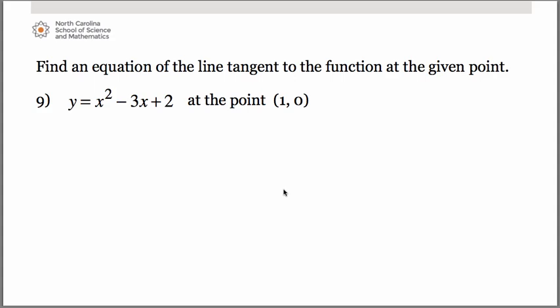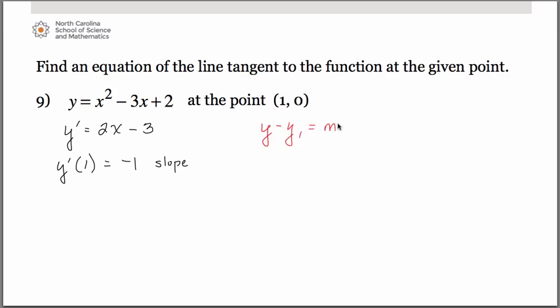So if we apply the power rule to this, we would have y prime equals, that would just be 2x minus 3 for our derivative. Now our slope is going to come from doing y prime at 1. So if we substitute 1 in for our x, we end up with a negative 1. So that, remember, that gives us our slope. So now we can substitute into point slope form of a line. And remember how that goes. It's y minus y1 equals our slope m times the quantity x minus x1.